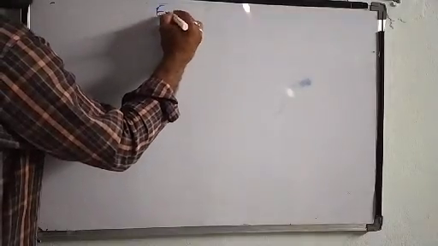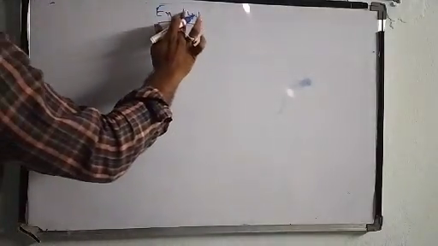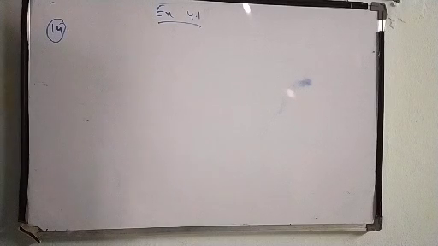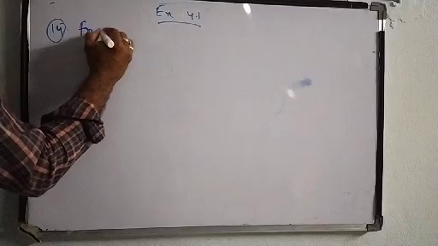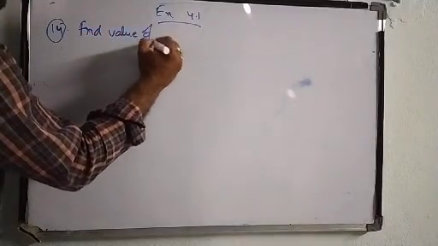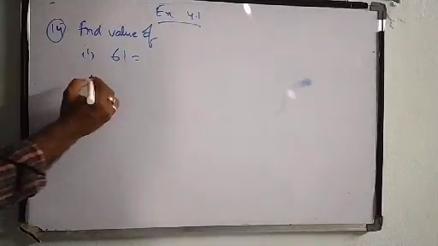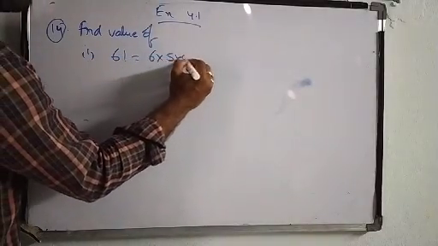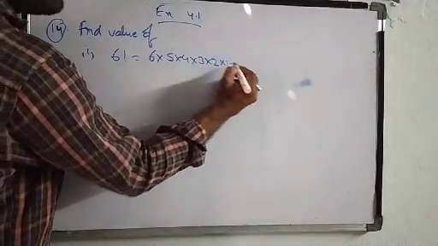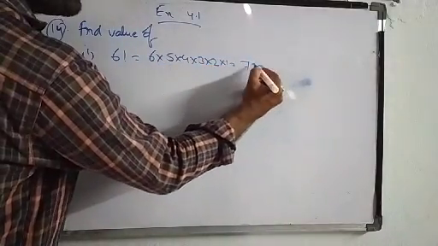Next, let us discuss exercise questions. So exercise 14.1, 14th question. So the question is, find the value of. So we have various subdivisions. First one is 6 factorial. So 6 factorial is written as 6 into 5 into 4 into 3 into 2 into 1, which is 720.